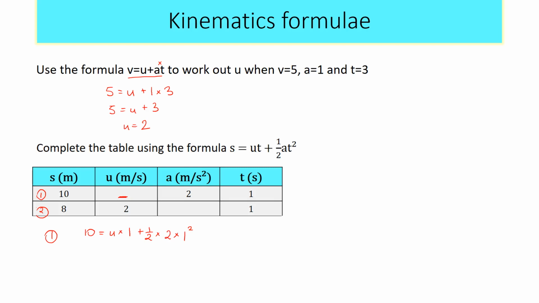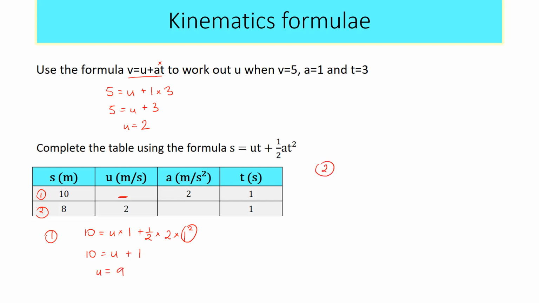Now I need to calculate this. So 10 equals u times 1, which is simply u, add. Now we need to do indices first. So 1 squared is 1. 1 times 2 is 2. 2 times a half is simply 1. So the value of u is 9.